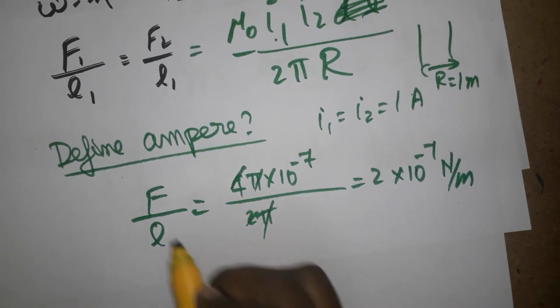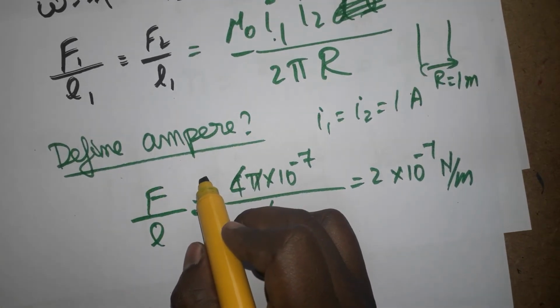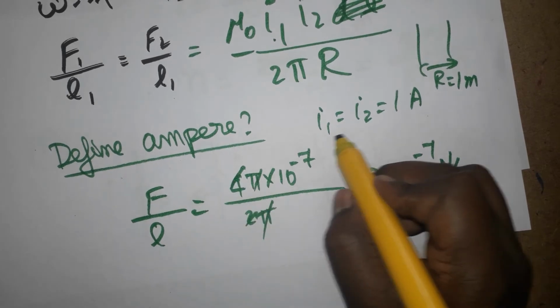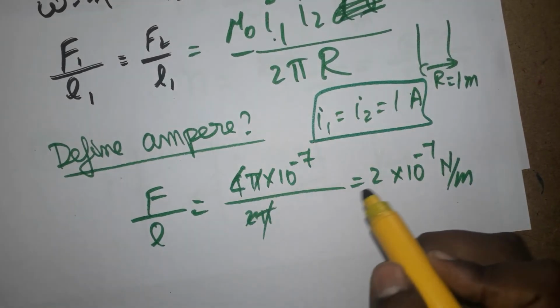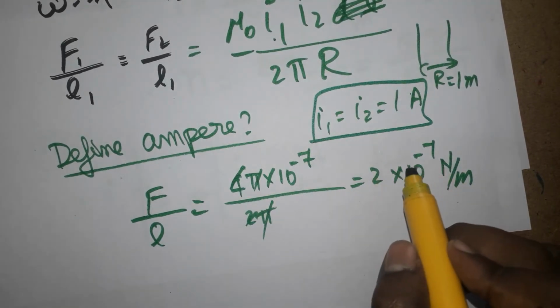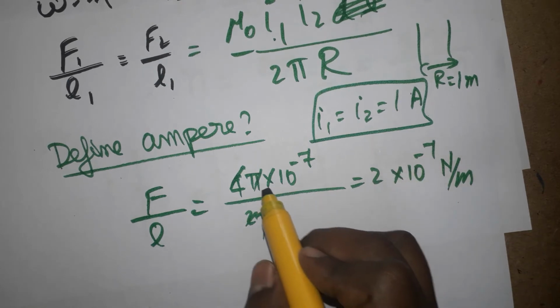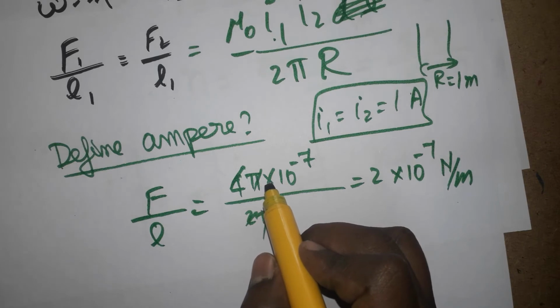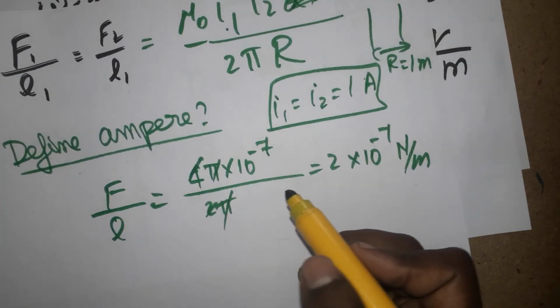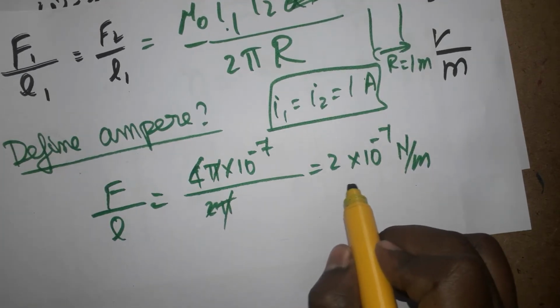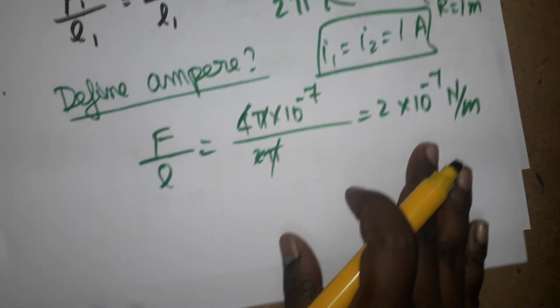So when we are defining the ampere, when the current is flowing through two parallel wires, the current is 1 ampere, the distance between them is 1 meter, and the length of the wire is 1 meter. What is the force of attraction or repulsion produced between the two wires? That we can take as an ampere, and it's going to be 2 into 10 power minus 7 Newton per meter.